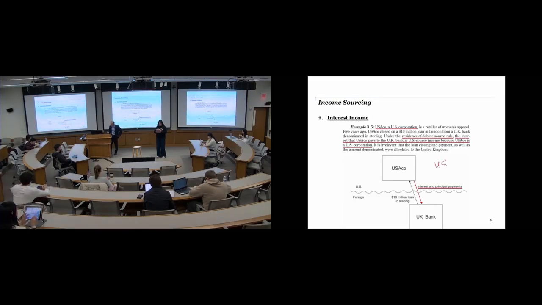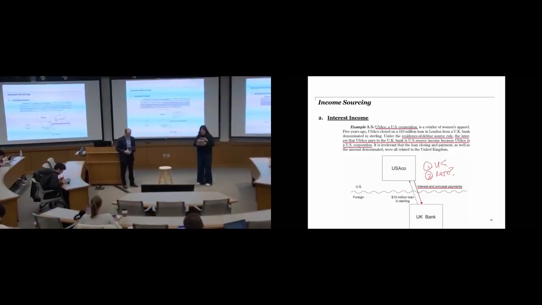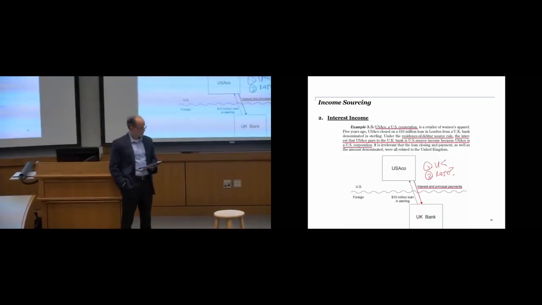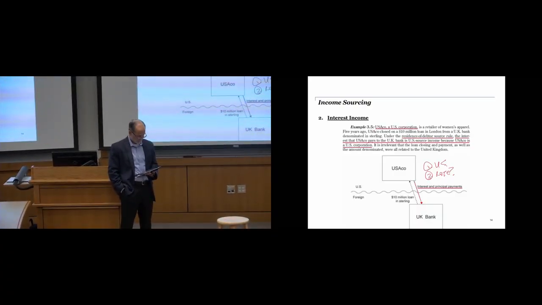Since USA Co. is a U.S. corporation, it's going to be treated as U.S. interest income. So the interest that USA Co. pays to the UK bank is treated as U.S. source income. So what matters is who owes the money, and the debtor is from the U.S., so the interest is U.S. source.